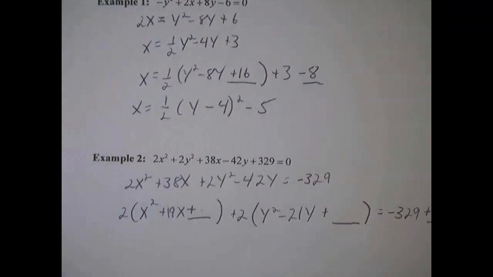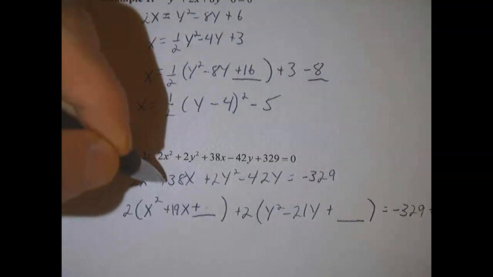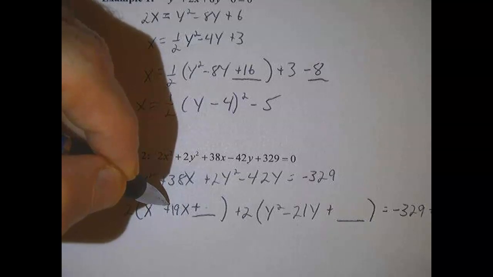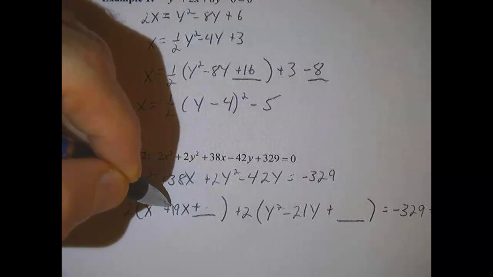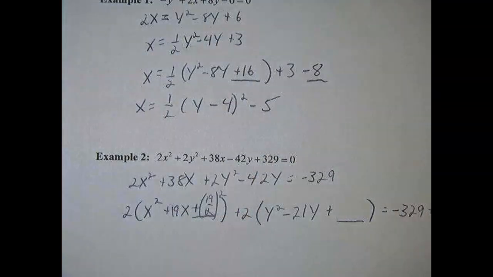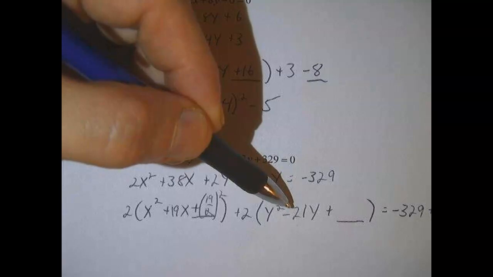All right, now what makes this one a little bit harder? That 38 is a fraction. I mean, half of that 19, sorry, is a fraction. So when I take half of b, which I always take, I have to take half of this and square it. So I'm just going to say 19 over 2 squared. Half of this is also a fraction, so I'm going to take 21 over 2 squared.